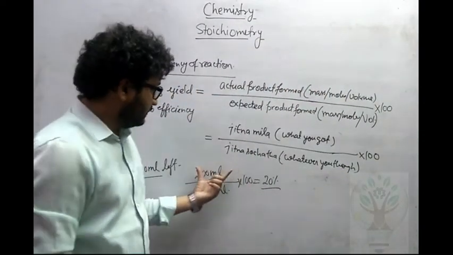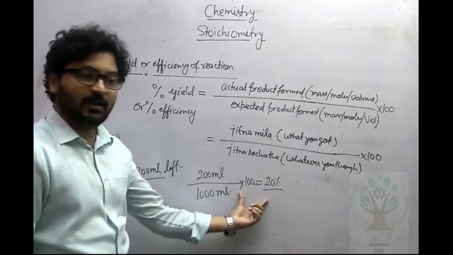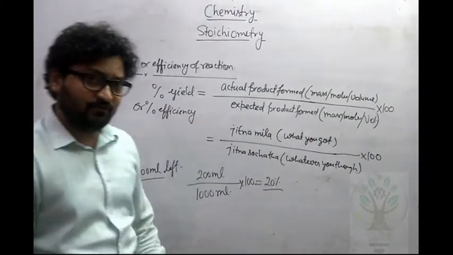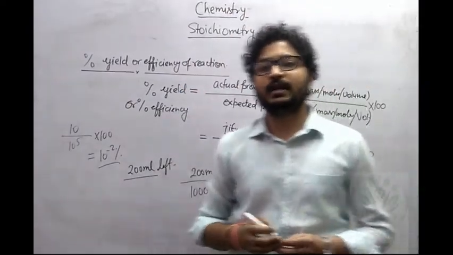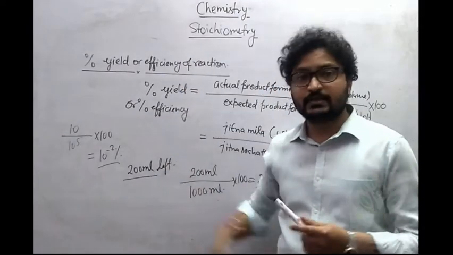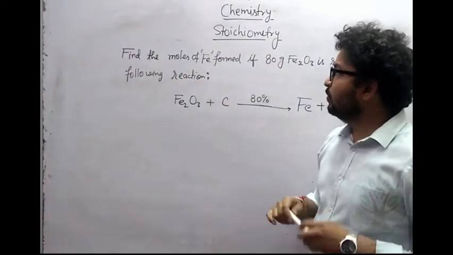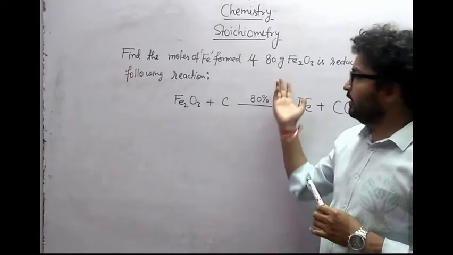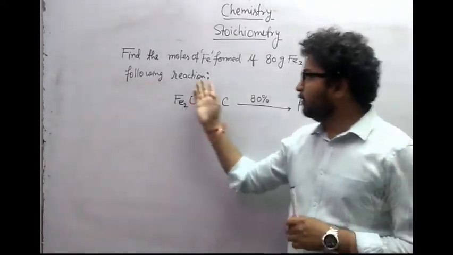So what you got upon what you thought, multiplied by 100, that is your percent efficiency. Is the formula clear to us? Now let's see an example and understand how we apply this concept in our reaction. See, the problem is: find the moles of iron formed if 80 gram of Fe2O3 is reduced by the following reaction.